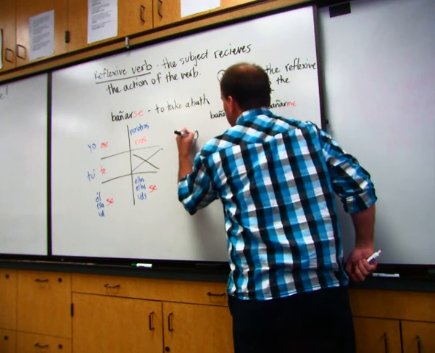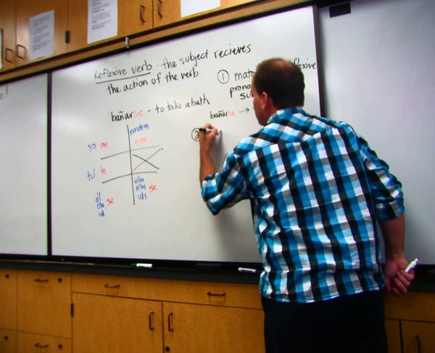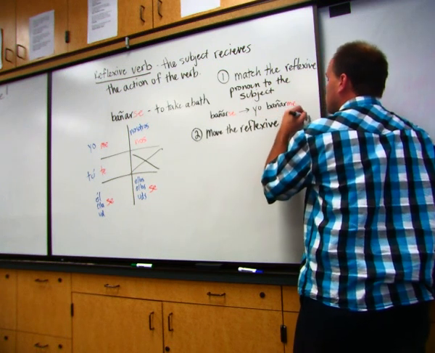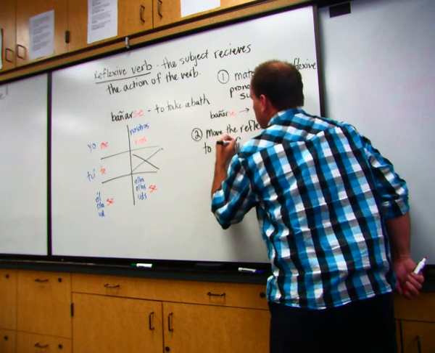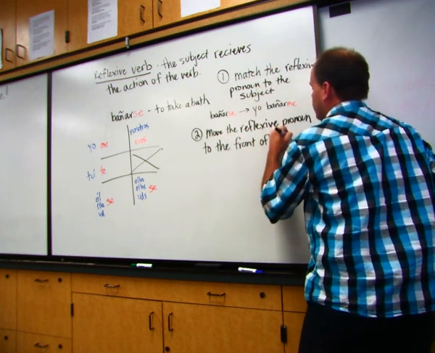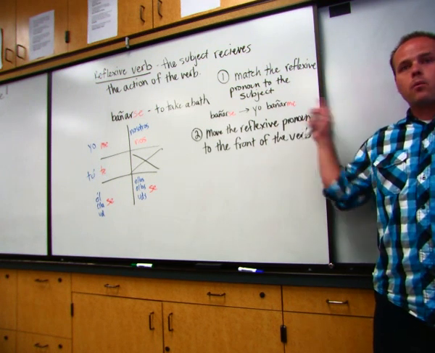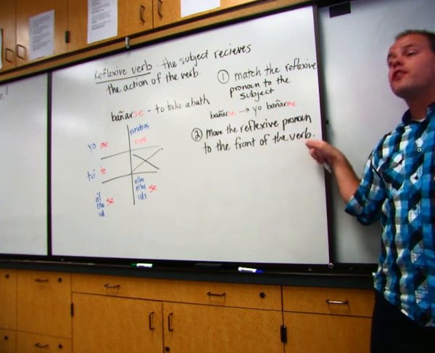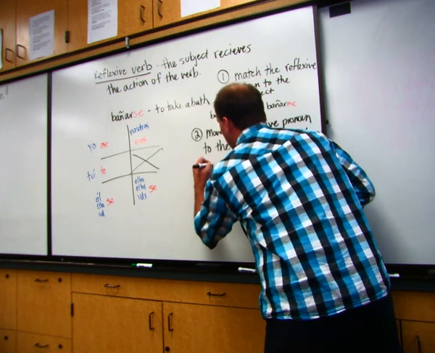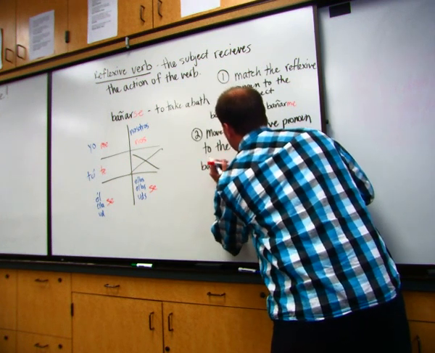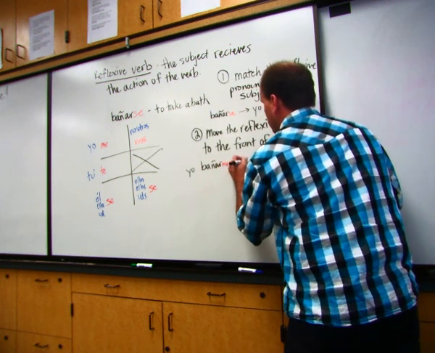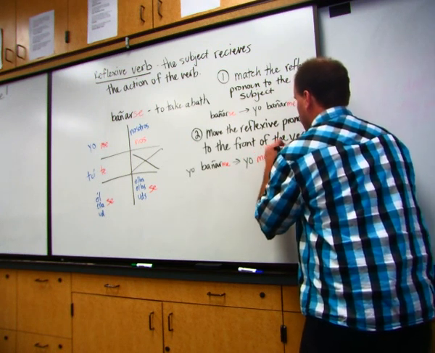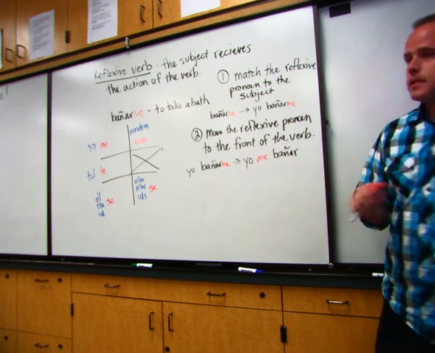Step number two is move the reflexive pronoun to the front of the verb. So we're going to take this me, and where did I say we're going to move it? To the front of what? Of the verb. So we have our bañarme, our yo becomes yo me bañar. Now we're not done, because our last step, does anybody know what it's going to be?